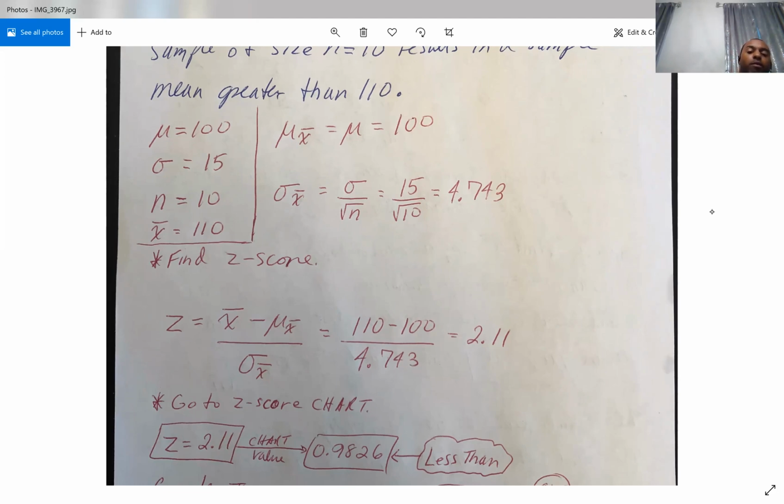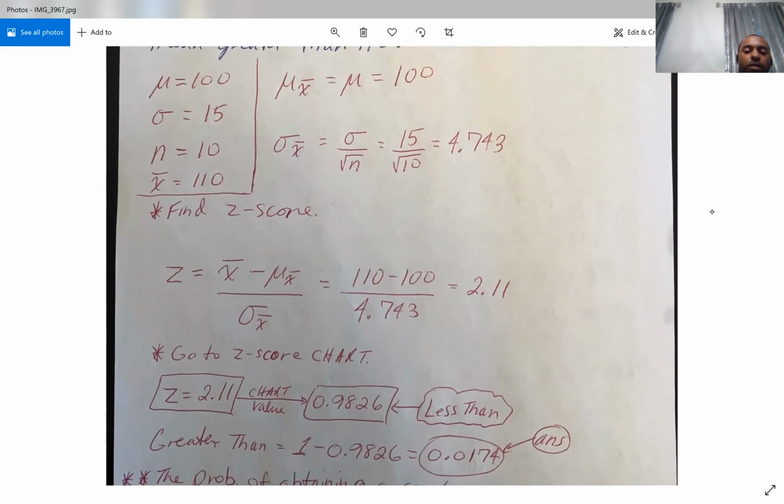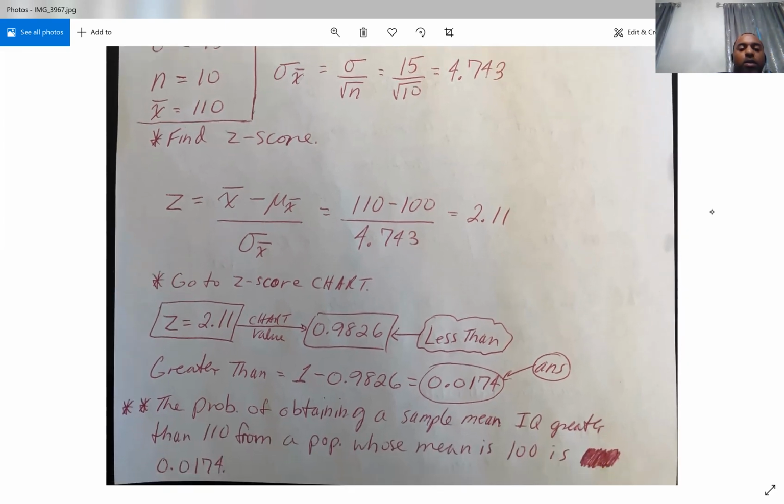Now don't forget, whatever value we get from the chart always represents less than. But we want greater than. Look at the last sentence of our problem: it says greater than 110. So to find greater than, just like we did in chapter 7, we subtract that 0.9826 from 1, and that will be our answer. The probability of obtaining a sample mean IQ greater than 110 from a population whose mean is 100 is 0.0174.